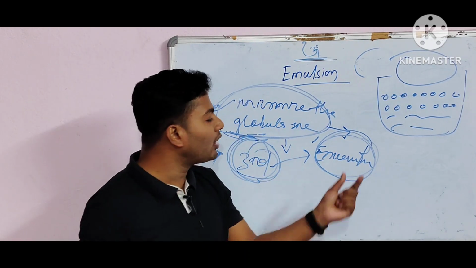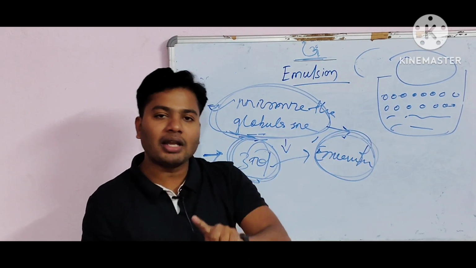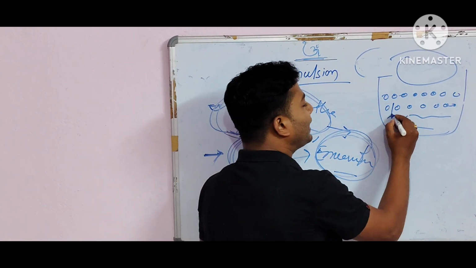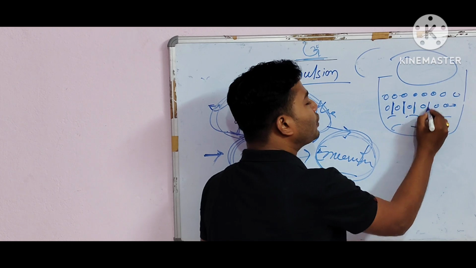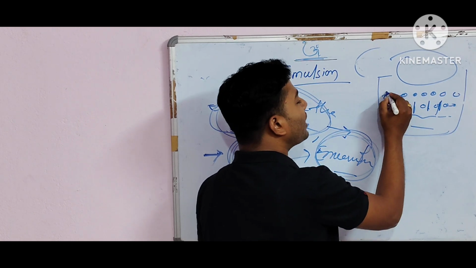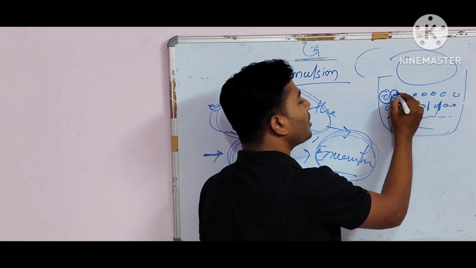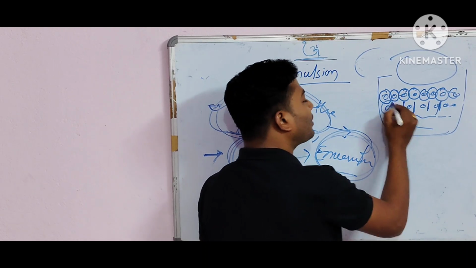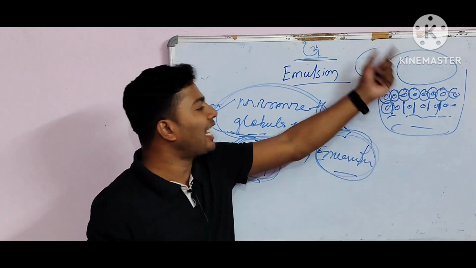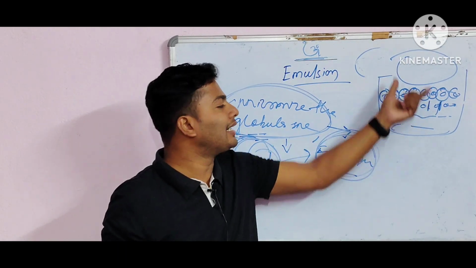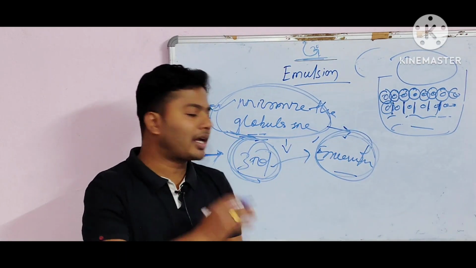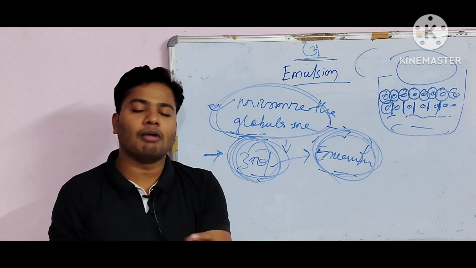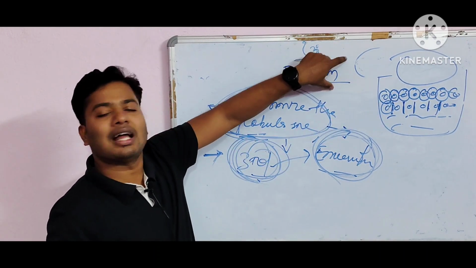So what is the role of the emulsifying agent in that case? When you use the emulsifying agent, it creates a barrier in between the globules, or it creates a film on the surface of the globules. That's why the globules are not attracted to each other, and they cannot form a large globule and separate. So after adding the emulsifying agent, it forms a stable emulsion. That is known as emulsion.